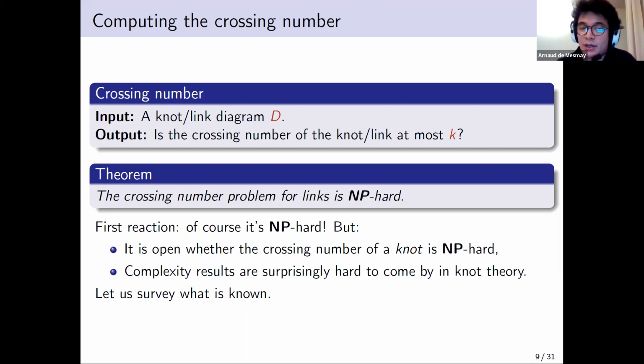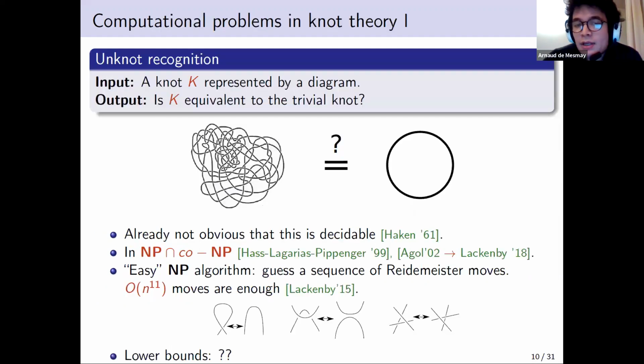Everything is wide open. And this is why I think it's interesting, because as computer scientists, we can hope to make progress, and it's a different way of looking at knots compared to what topologists have been doing for the past maybe 100 or 200 years. So before talking about crossing numbers, I'd like to show you a bit what is known about these complexity problems for knots. And really, the first complexity problem we can think of is knot recognition.